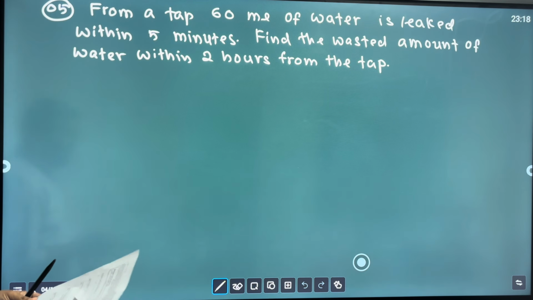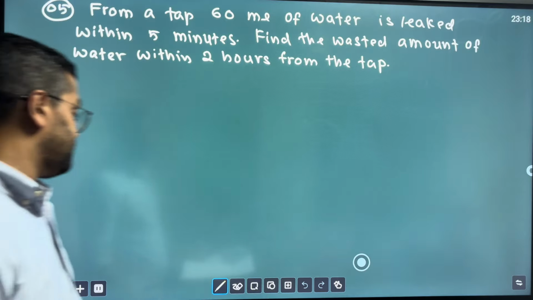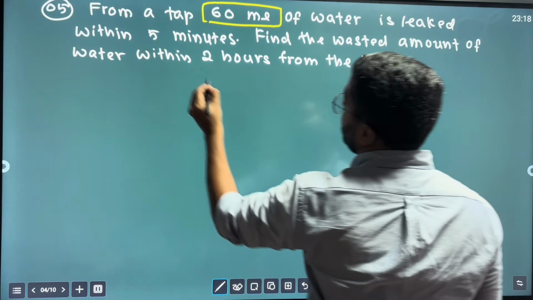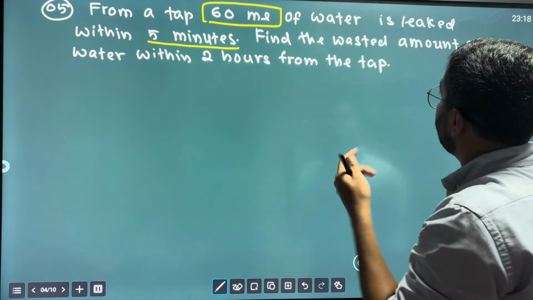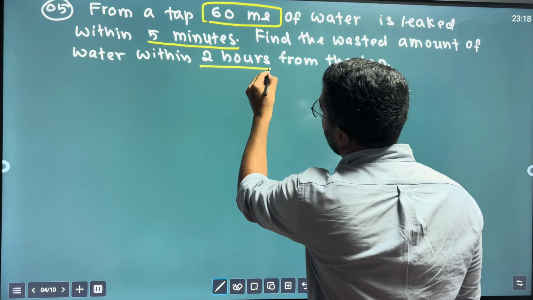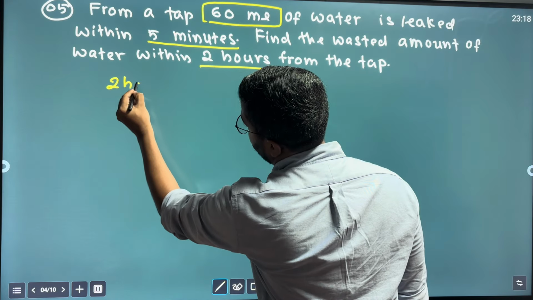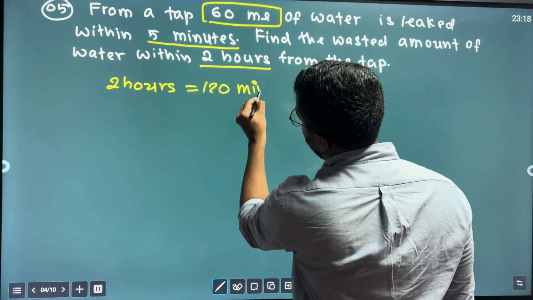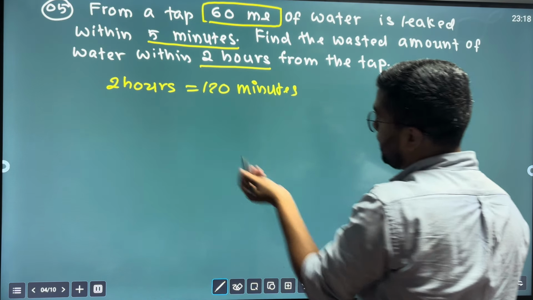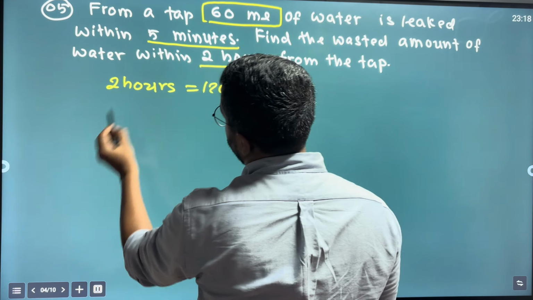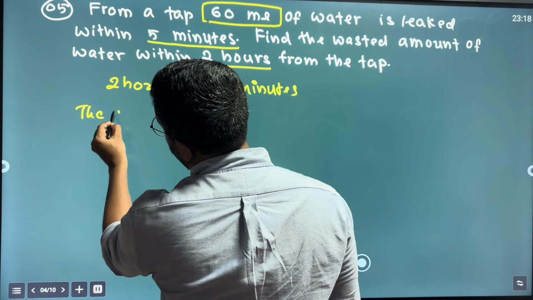From a tap, 60 milliliters of water is leaked within 5 minutes. Find the wasted amount of water within 2 hours. 2 hours is equal to 120 minutes. So what is being asked is the amount of milliliters wasted within 120 minutes. Right. So let's find out the amount wasted.